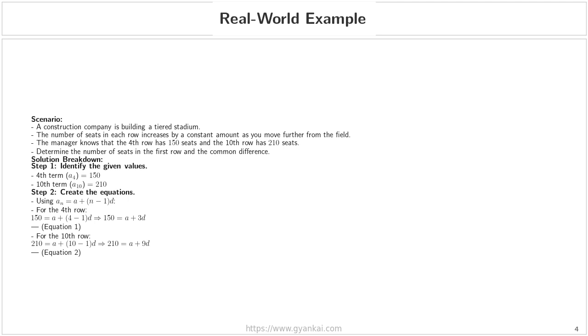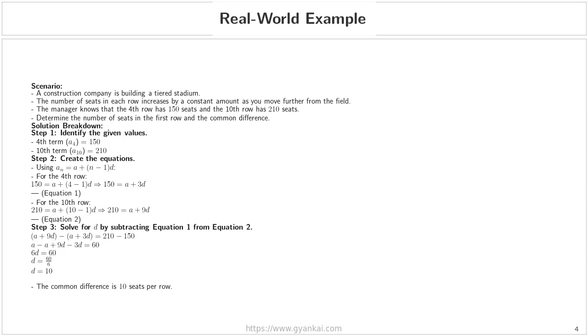Now, for the 10th row, we substitute 210 for a sub-n and 10 for n. This gives us 210 equals a plus the quantity 10 minus 1 times d, which simplifies to 210 equals a plus 9d. We'll call this equation 2.